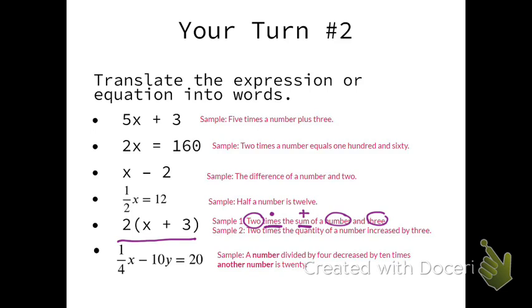Another way you might know that you need parentheses is the word quantity. 2 times the quantity. Whenever you see that, that's another way to indicate that you're going to need parentheses. And for the last one, make sure that you've said it's a different number. Since you started with an x and then you switched over to a y, make sure you're saying that it's a different number, so it's another number.